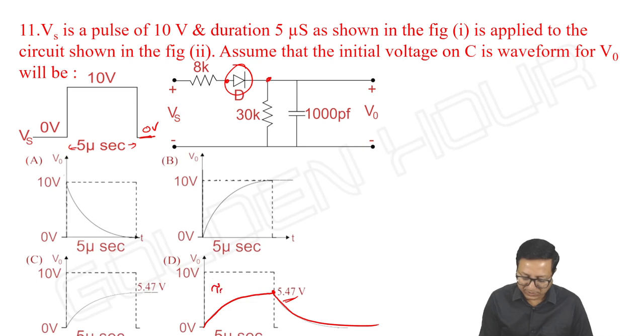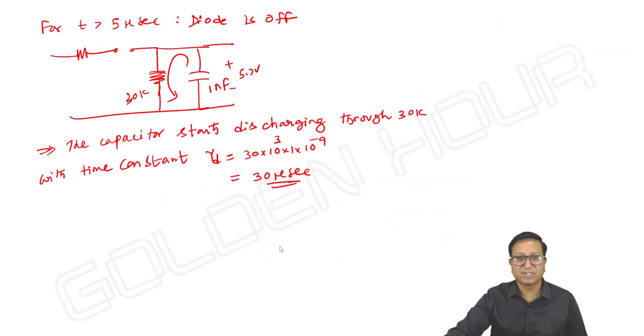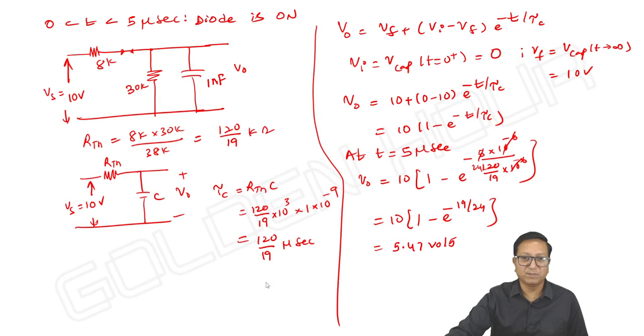Okay, here the charging time constant is approximately, I am writing 6 microseconds, and the discharging time constant is 30 microseconds. Okay, it may be some 6.1 something. I am writing approximately 6 microseconds. At the end of 5 microseconds, the capacitor will charge up to 5.47 volts. Right? Without all these calculations, just like that, we can conclude, if we have proper understanding of the circuit. Okay, that's it. These are some of the questions asked in previous papers.